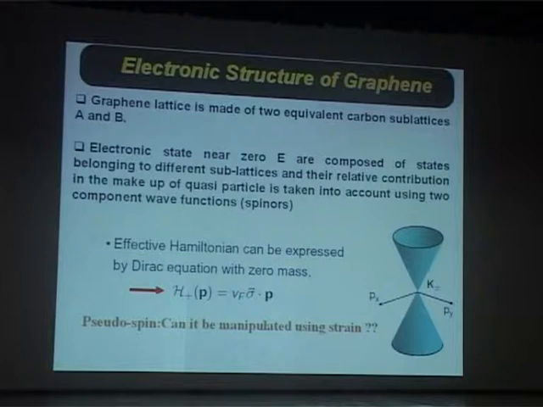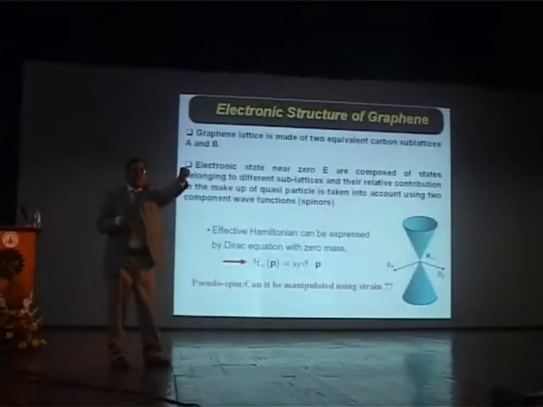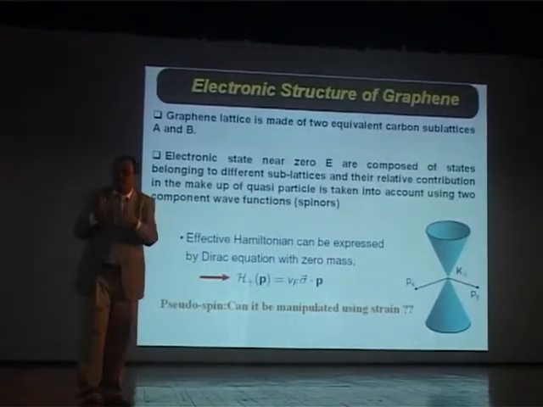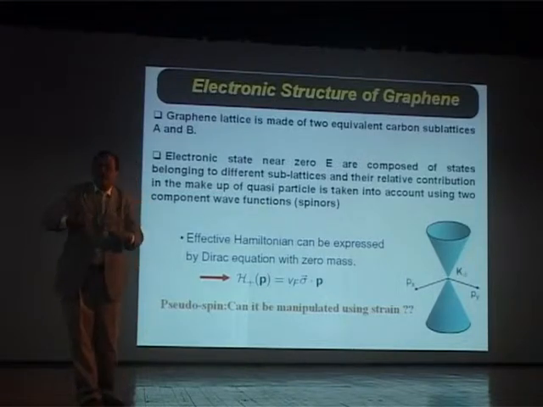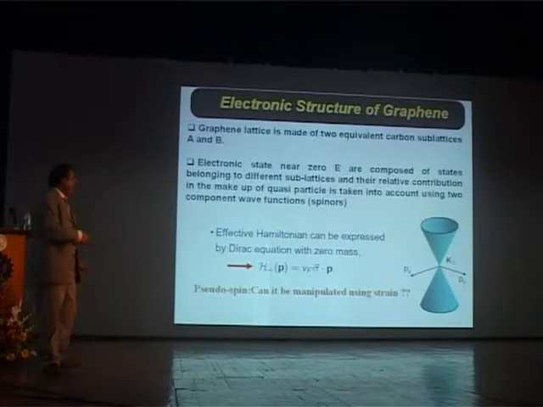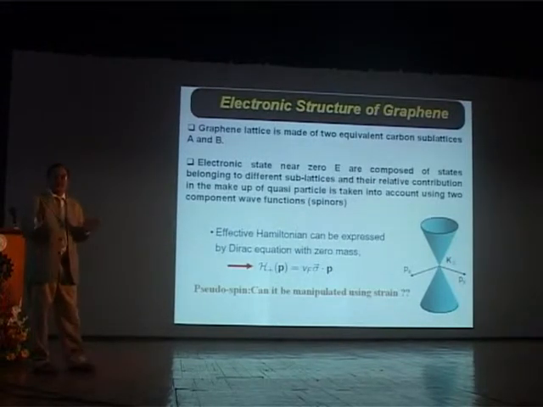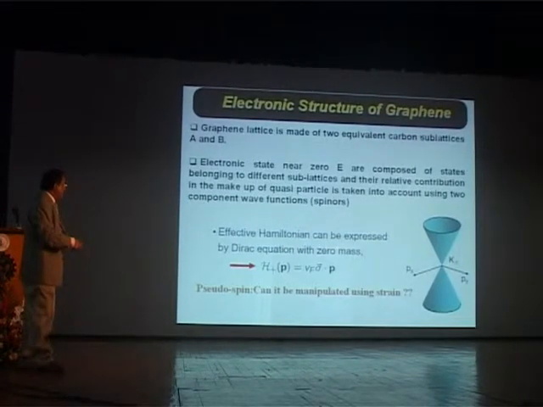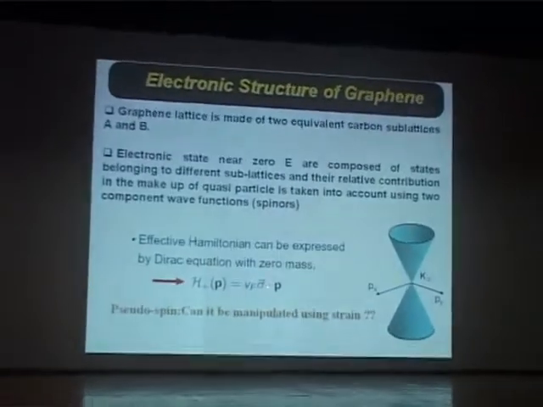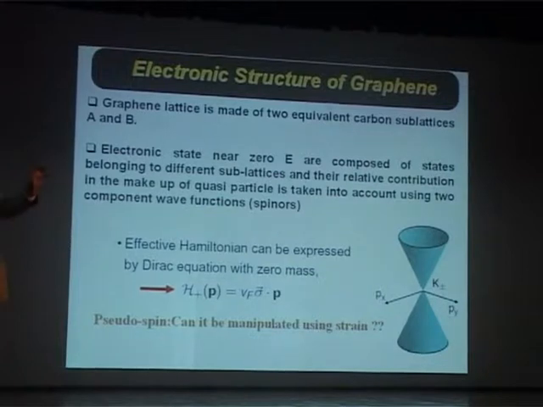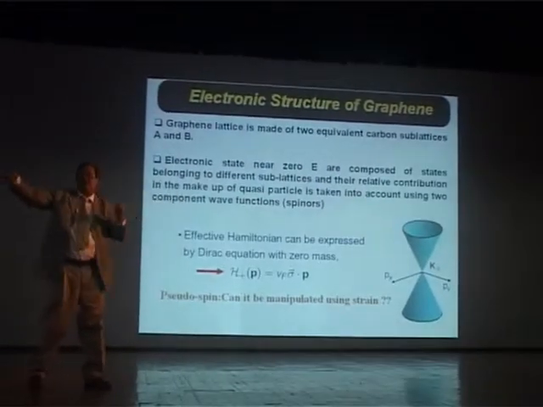So now you have two sublattices, A and B. For any electronic state, you have to tell how much is coming from the A sublattice and how much from the B sublattice. This is like a pseudo spin. So the Hamiltonian, for people who have to write the energy diagram, looks exactly not like a Schrodinger equation, but a Dirac equation. And this is the massless, zero mass particle, where the spin is replaced by this pseudo spin. Pseudo spin means the identification of whether it is from the A sublattice or the B sublattice.